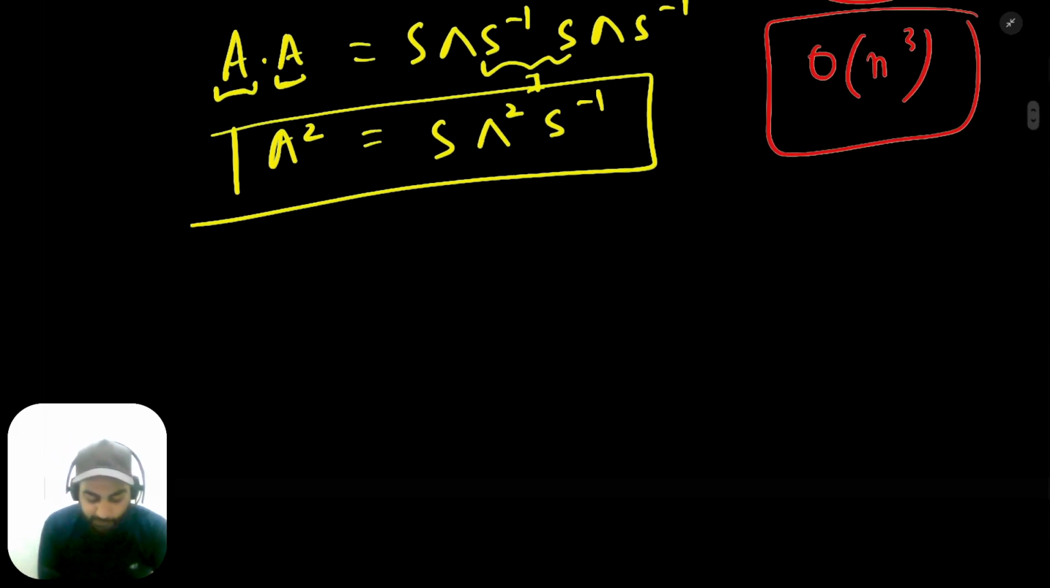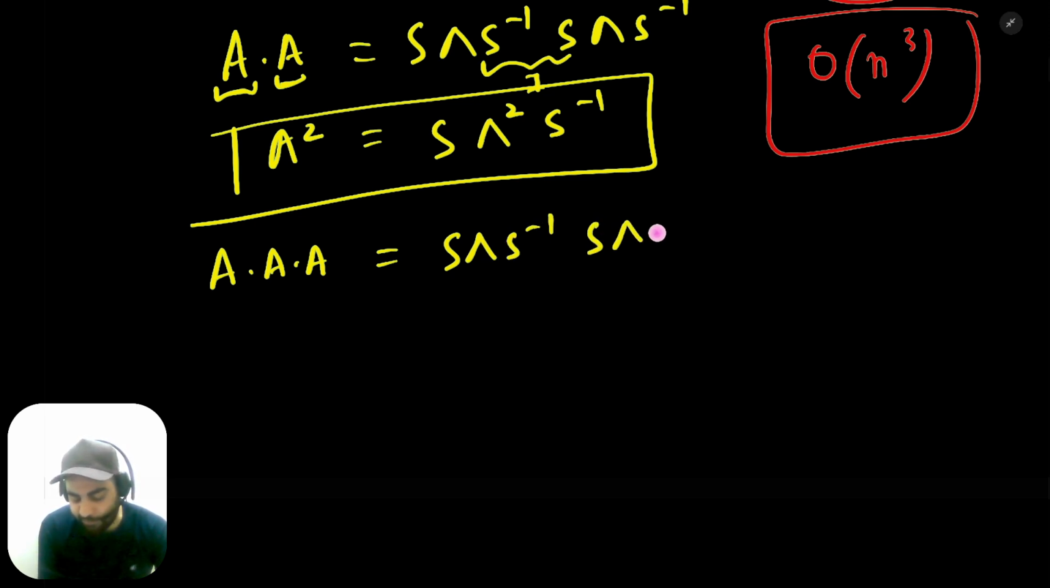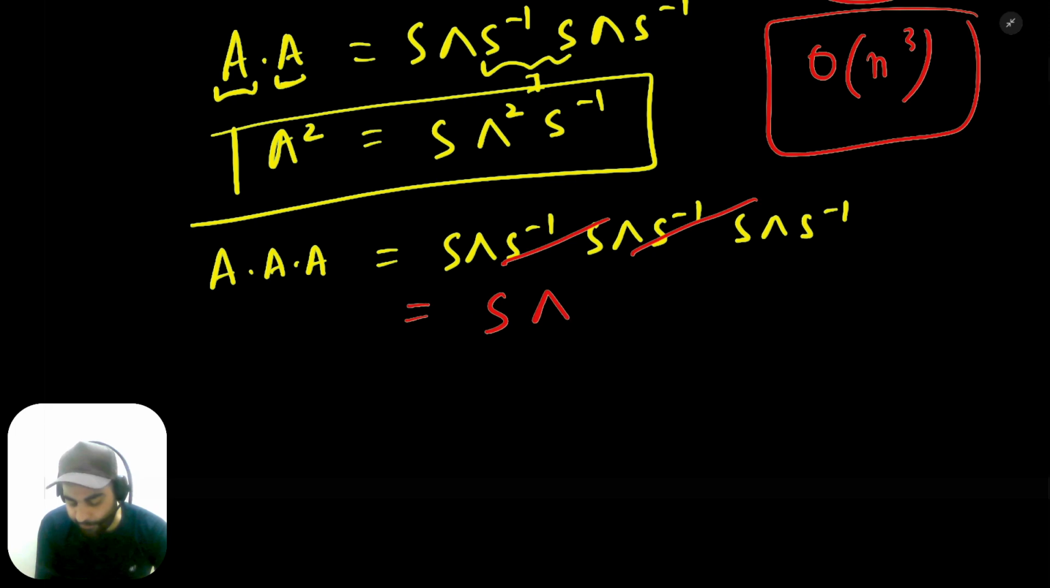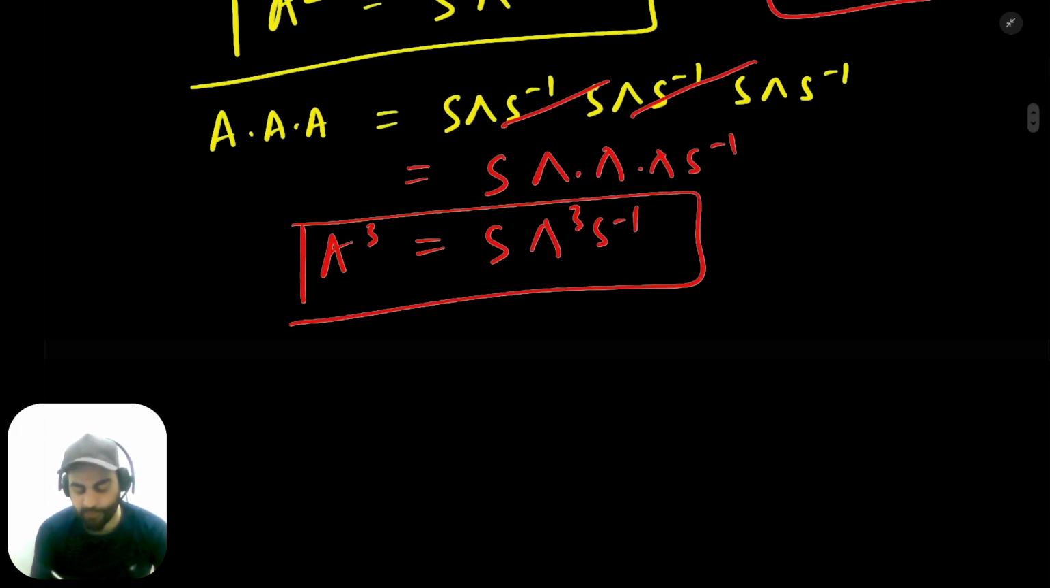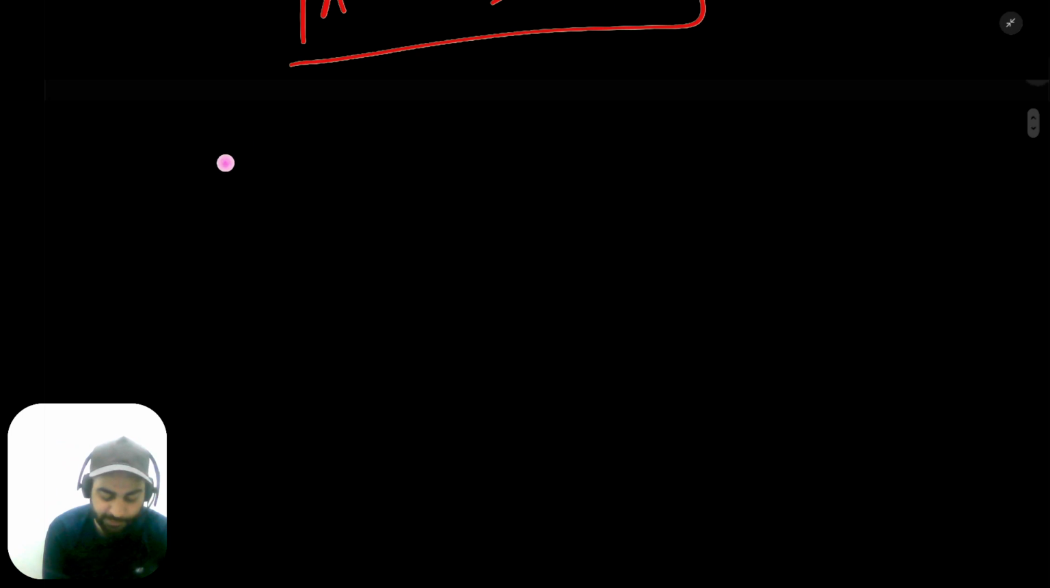Similarly, if I do it for the cube, A multiplied by A multiplied by A, that will be S lambda S inverse, S lambda S inverse, S lambda S inverse. Again, these two are identity, these two are identity. So we are left with S lambda times lambda times lambda S inverse. That's S lambda cubed S inverse. So this is A cubed. From this, what I can claim is that A to the k is equal to S lambda to the k S inverse.